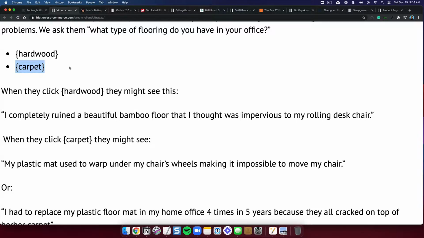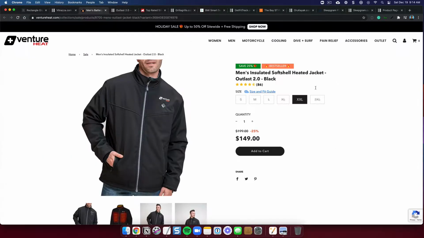And if they click on hardwood, for example, then we change the copy. What we're doing in this case is we're picking up reviews that match up with their selection. So the review over here says, I completely ruined my beautiful bamboo floor that I thought was impervious to rolling desk chair. So if they say hardwood, we're showing them a review that matches up with that scenario. If they click carpet, we're showing them a review that matches up with that selection. So in this case, you can see we're using active participation to personalize the reviews and the social proof that we're showing them. Let's look at another example.